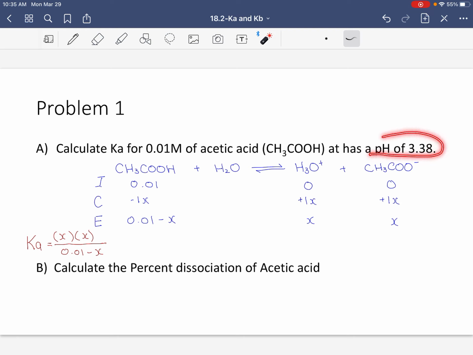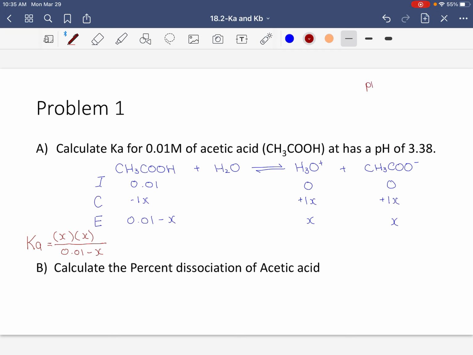Hey, wait a minute. Isn't that what pH is? pH is really just the negative log base 10 of the concentration of H plus or H3O. If I were to reverse this to get rid of the P and just be H plus, that's this number right there. Let's do that right now.